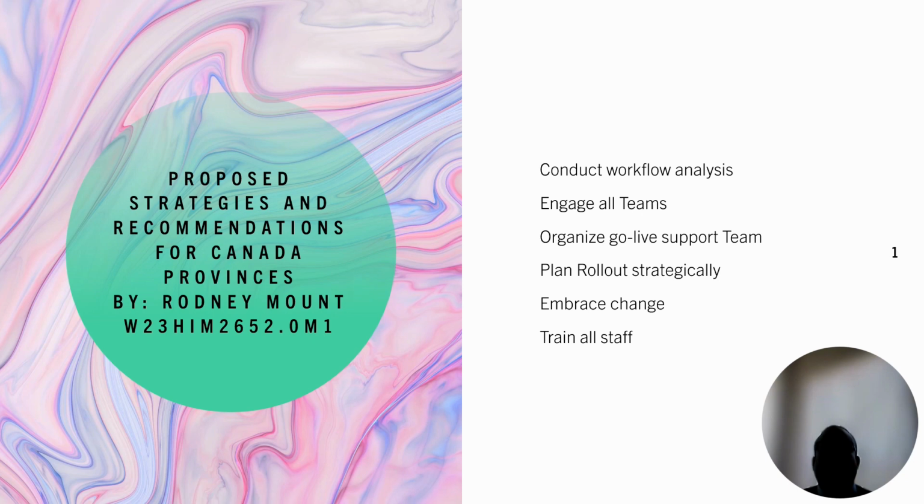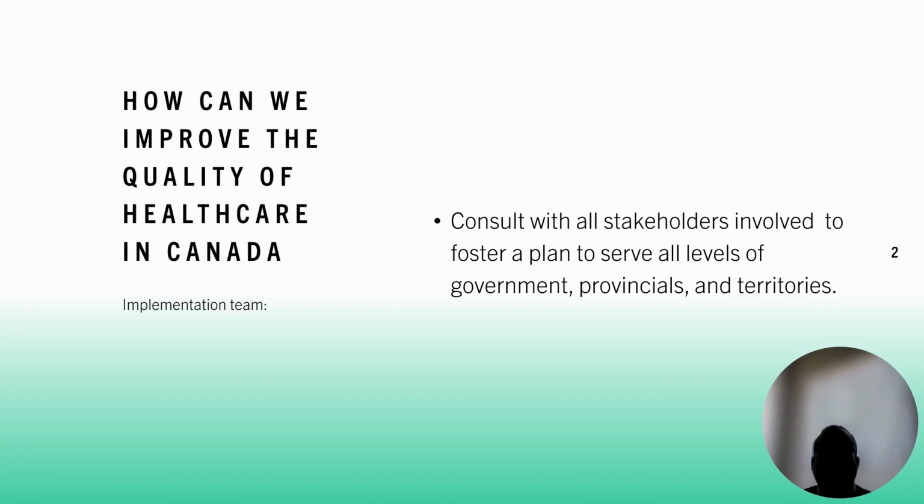Good afternoon. I'm here to discuss proposed strategies and recommendations for Canada's provinces. Here to conduct workflow analysis, engage all teams, organize go-live support teams, organize a plan rollout strategically, embrace change, and train all staff. Implementations. How can we improve the quality of healthcare in Canada? First of all, we need to consult with all stakeholders involved to foster a plan to serve all levels of government, provinces, and territories.